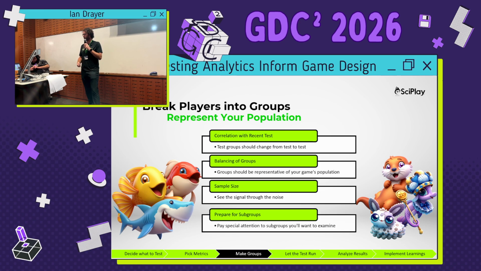And then finally, prepare for your subgroups. This is a lot of that stratified random sampling, where you're breaking down your players into different groups based on their characteristics. And so go into your test knowing what subgroups you're going to want to understand the behaviors of, and break players along those strata for your subgroups.